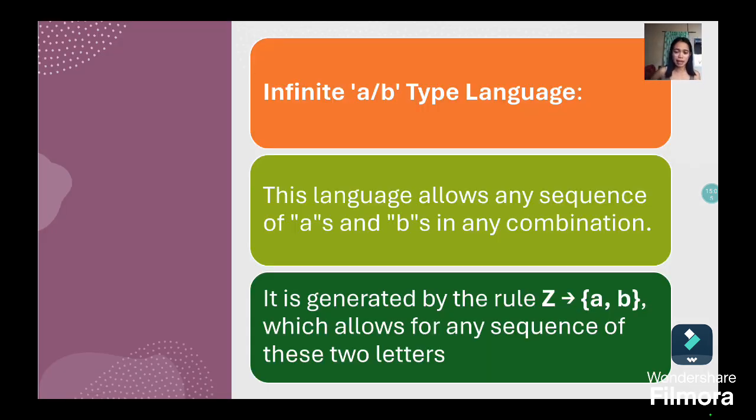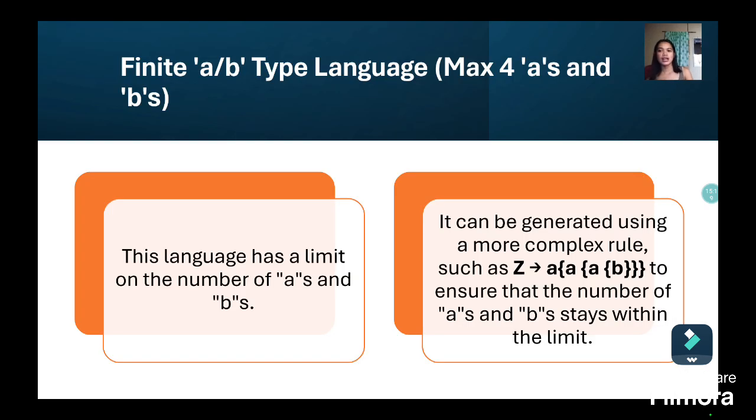So, infinite AB type language. This language allows any sequence of A's and B's in any combination. It is generated by the rule Z can be written to AB, which allows for any sequence of these two letters. Next is the finite AB type language, maximum of 4 A's and B's. This language has a limited number of 4 A's and B's. It can be generated using more complex rules such as Z to AAAB to ensure that the number of A's and B's stays within the limit.